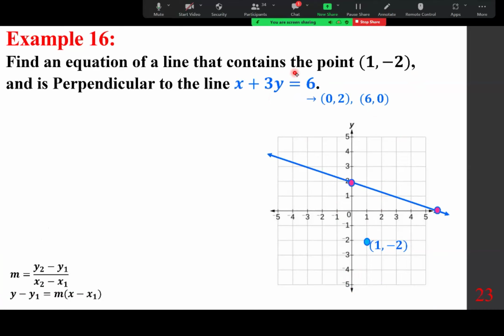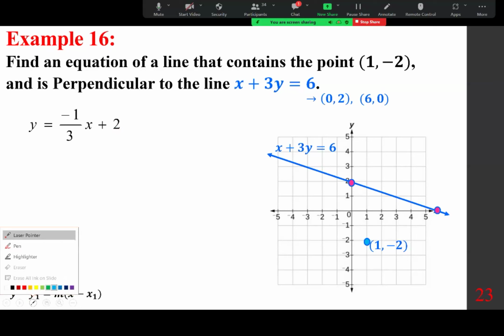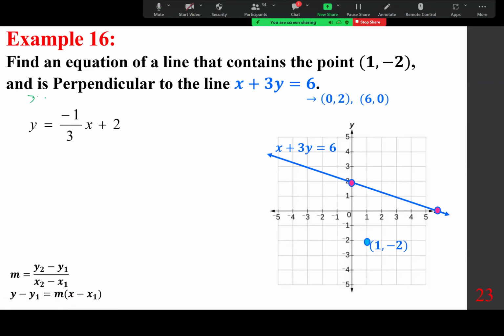Move the x and divide by 3. So this is x plus 3y equals 6. Move the x and divide by 3. So you get 3y equals minus x plus 6. And now, if you divide by 3, you get this, which gives you the slope of negative 1/3. The slope of the given line is negative 1/3. The slope of a line perpendicular to that is the reciprocal of that times negative, so it's positive 3.